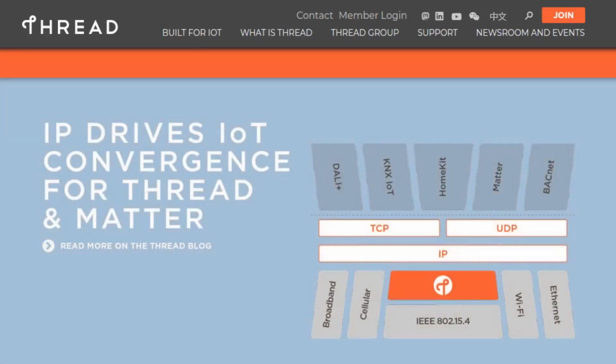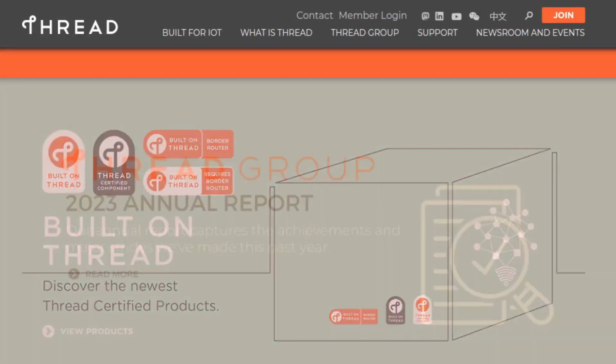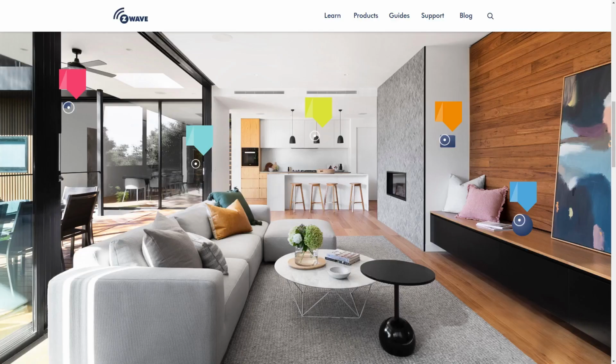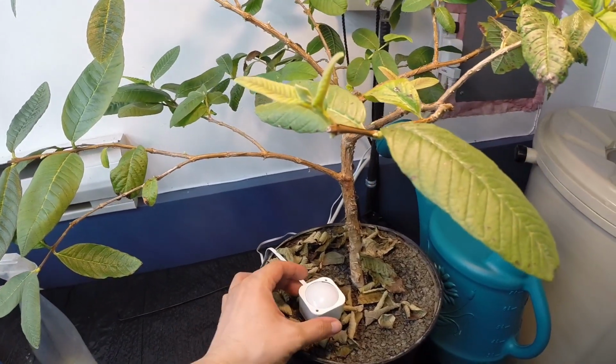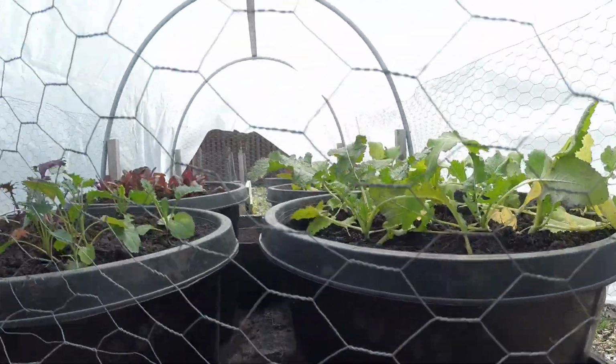This is not intended to be an exhaustive review and comparison between Thread and Z-Wave technologies. This is my point of view as a home automation enthusiast who happens to be also a gardening enthusiast. Probably people who are into homesteading could also find this point of view of interest.